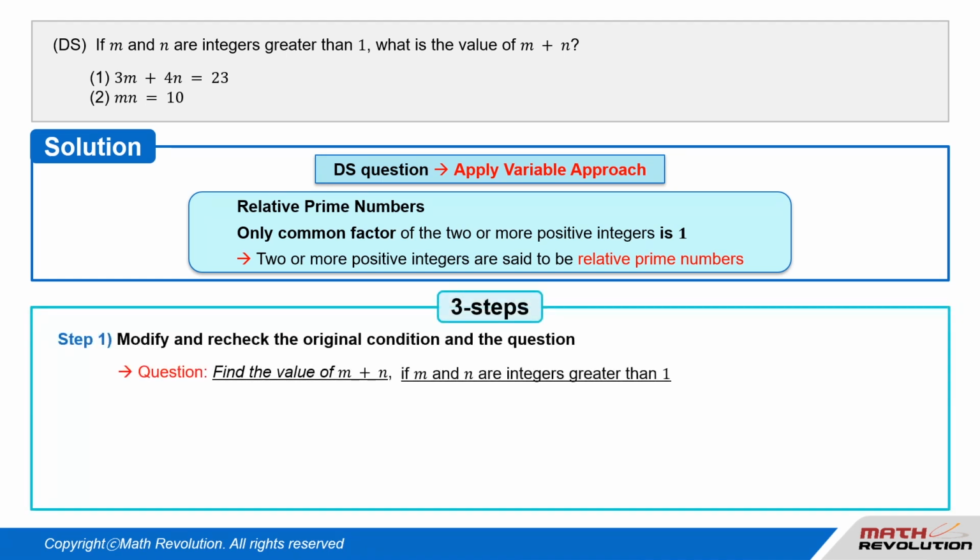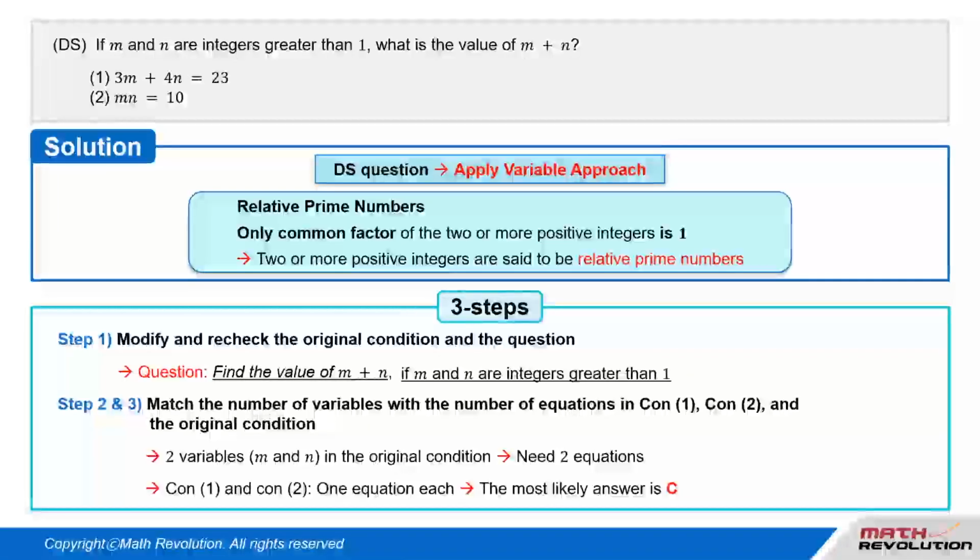Let us follow the first step of the variable approach by modifying and rechecking the original condition and the question. We are required to find the value of m plus n if m and n are integers greater than 1. So we have to find the value of m and n. Follow the second and the third steps.